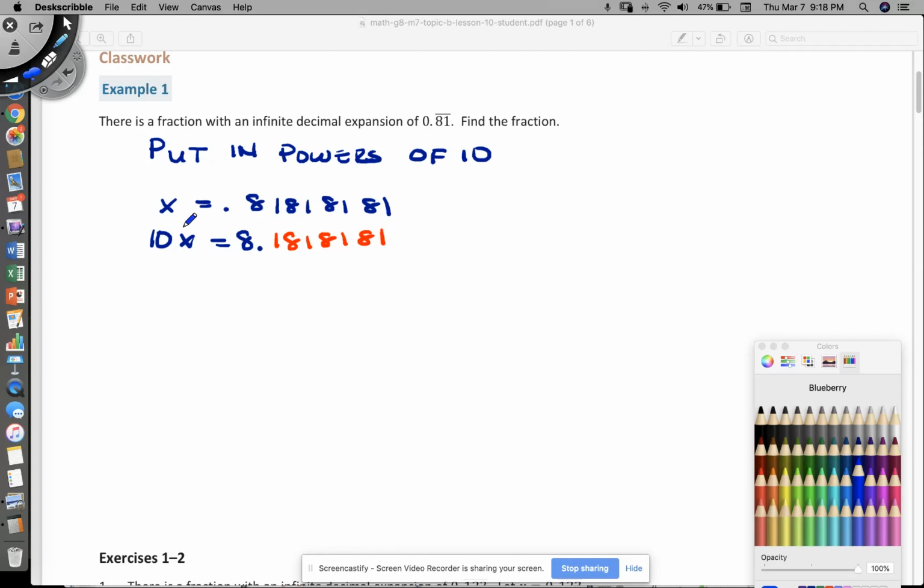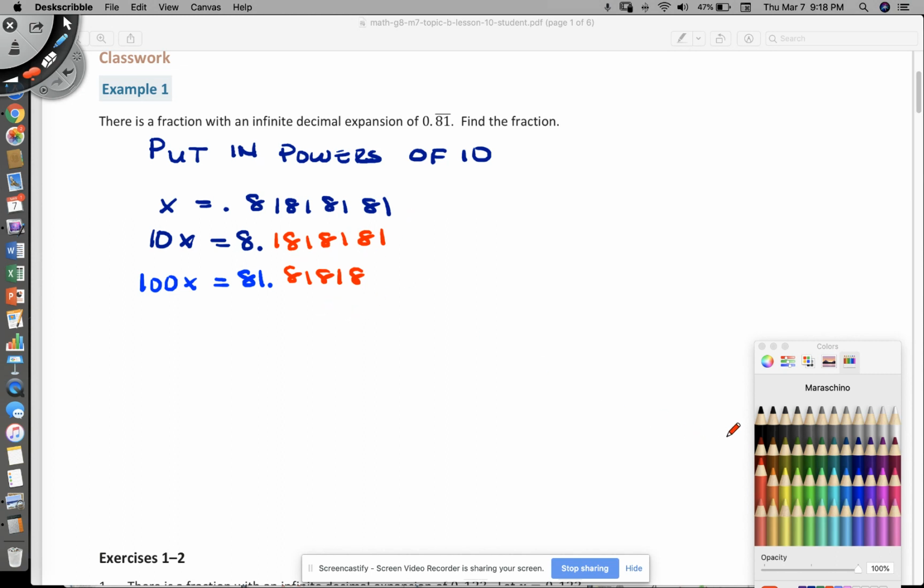Now, if I have 100x, that's going to move it one more time, leaving me with an 81 in the front with 8, 1, 8, 1, 8. And this can go on forever. But I'm going to stop right here, okay?